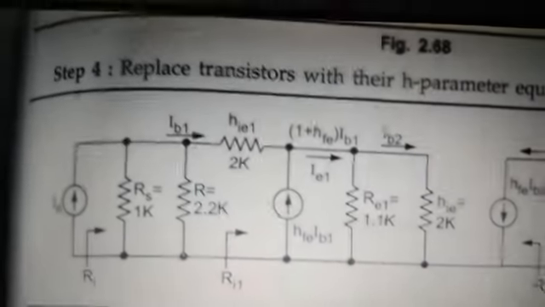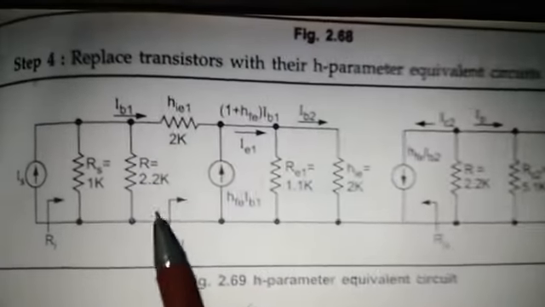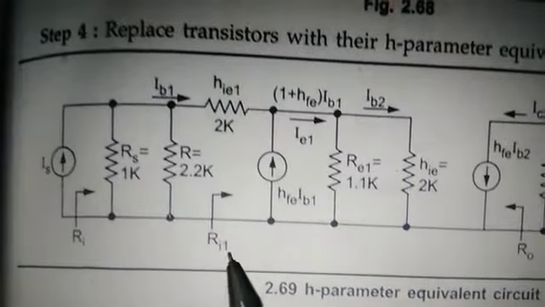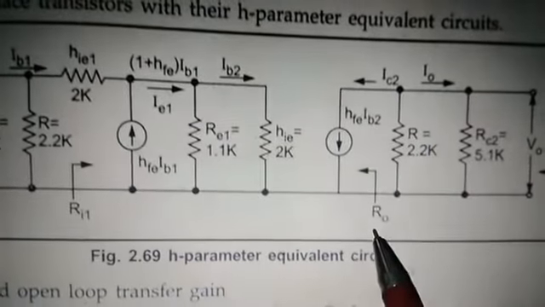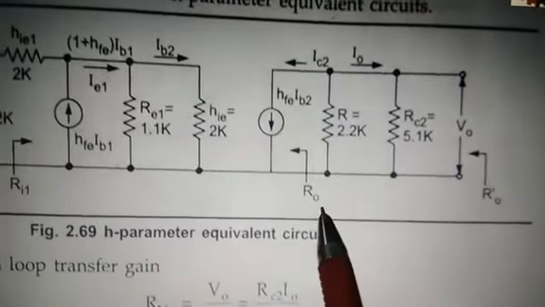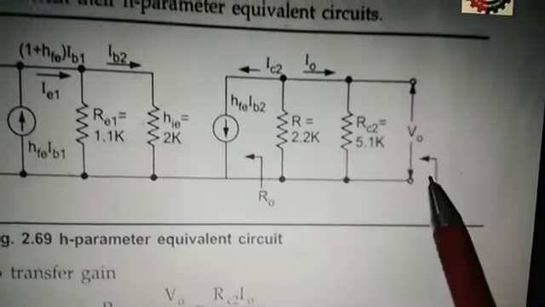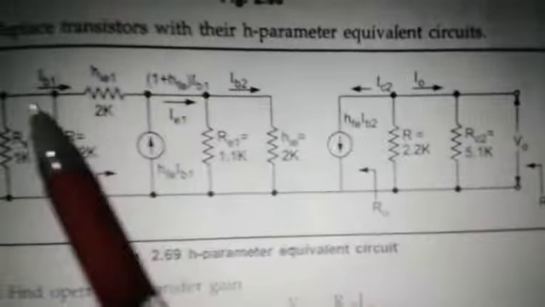So in this way you can draw this H parameter model. Mark here Ri. This is the Ri1 of the transistor. This is the Ro of the first transistor, Ro the output impedance of the circuit, and this is Ro dash, the equivalent output impedance. Similarly, you can mark the input and output currents.